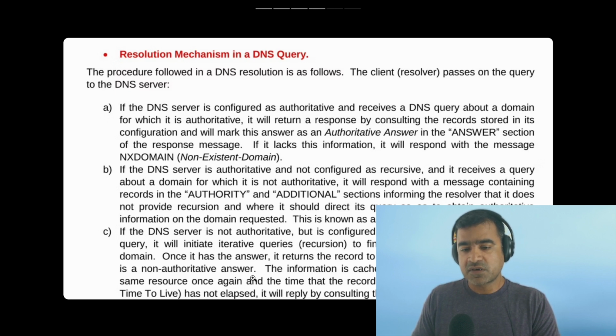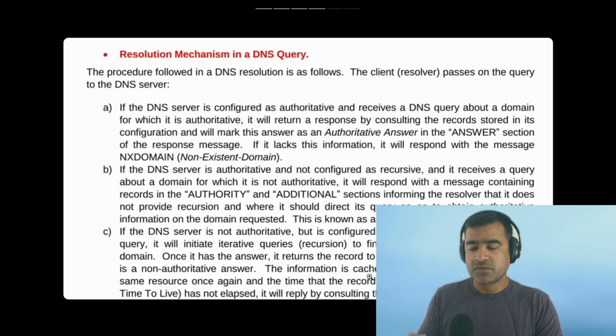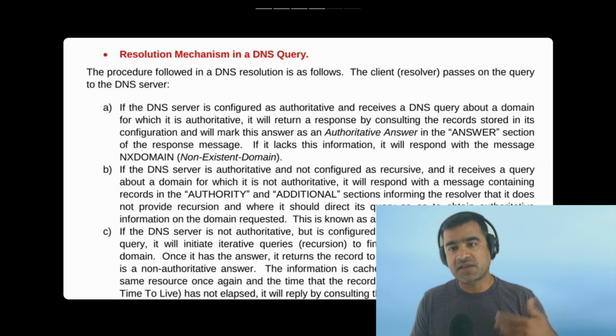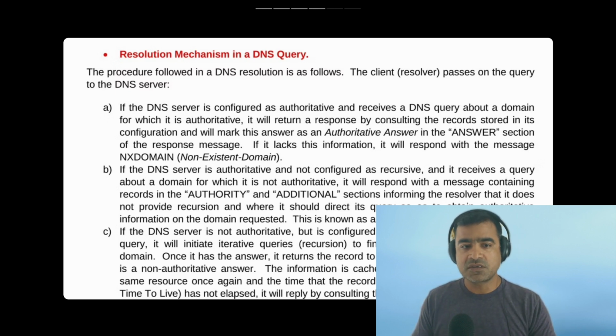At the same time, we cache this information so that all the hard work doesn't go in vain, right? So next time someone asks for the same information, instead of doing that heavy lifting, it can just look at its cache and return. If I ask about the same resource once again, the record is marked with an expiry, obviously, because the cache information has to expire in some time. It will reply by consulting the cache, so the query response is faster. So this is very important.